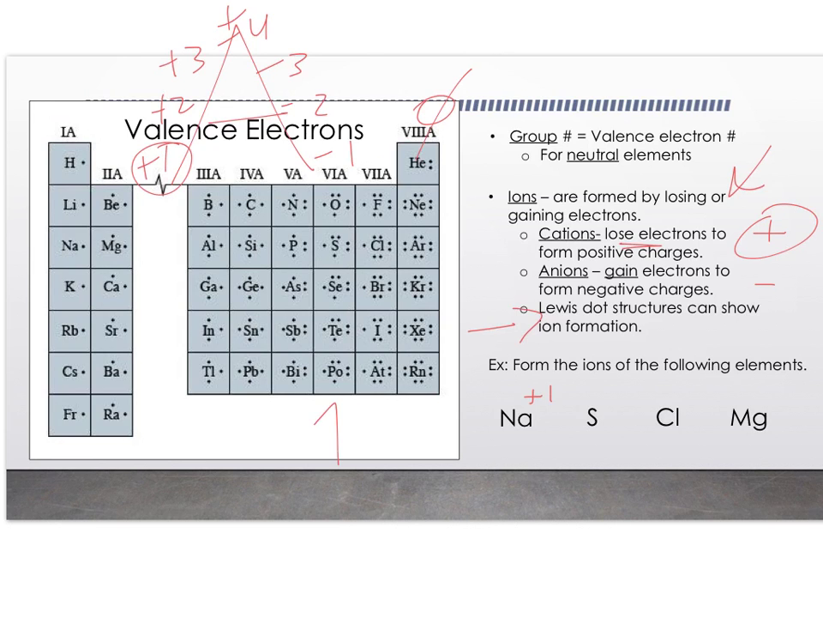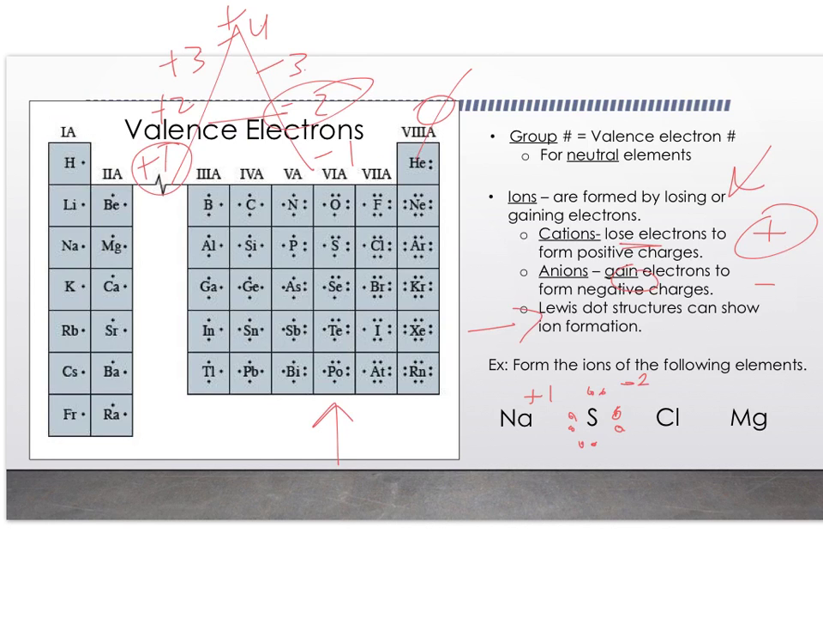Sulfur is in group number 6, so it's going to have 1, 2, 3, 4, 5, 6 valence electrons. Group 6 normally forms a -2 charge. If you form a negative charge, that means you've gained electrons. If it forms a -2, it's gained 2 electrons, and it's going to gain them on the sides that are not paired up together to complete that octet. So now sulfur gained 2 electrons, and then we notate the charge in the upper right-hand corner as a -2.